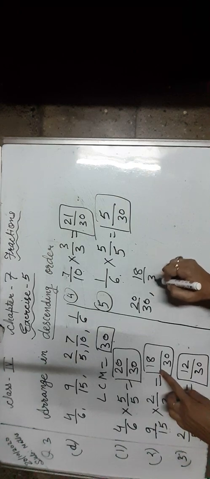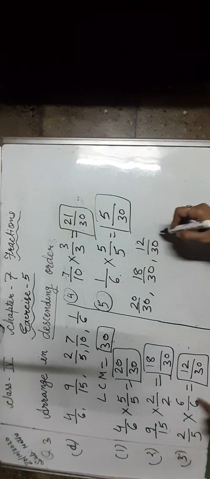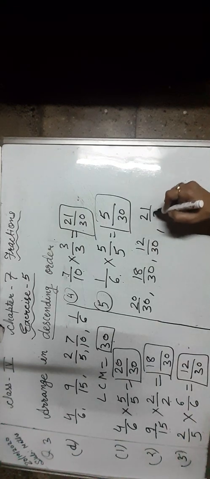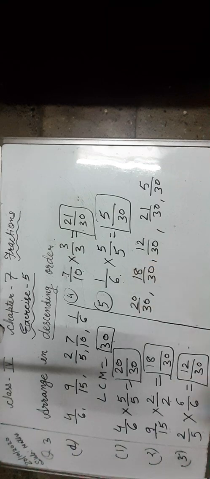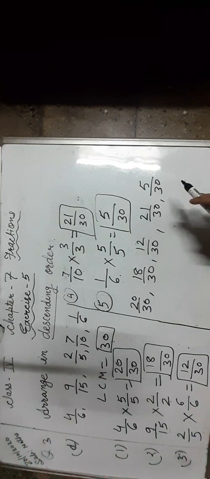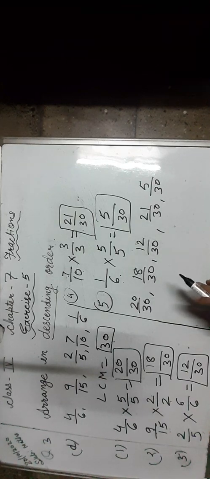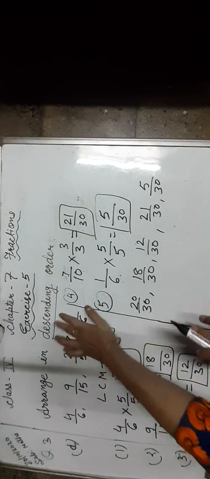18 upon 30 which is equal to 9 upon 15. 12 upon 30 which is equal to 2 upon 5. 21 upon 30 which is equal to 7 upon 10 and 5 upon 30 which is equal to 1 upon 6. As you can see, the denominators are same, and when the denominators are same, the fraction with the greater numerator is greater, and we have to arrange in descending order.